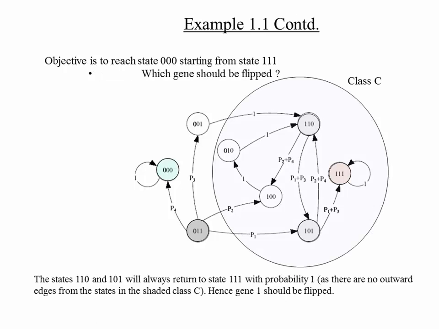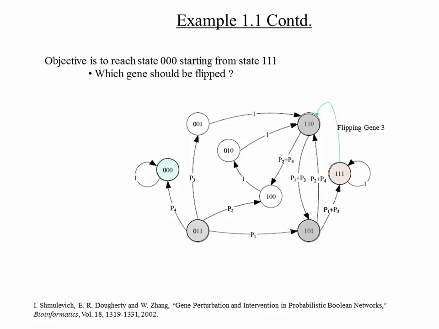So based on this observation, and again we didn't do any math, we just flipped things, the states 110 and 101 will always return to state 111 with probability 1 as there are no outward edges. Hence, gene 1 should be flipped. The question is, is there a more rigorous procedure to come up with the same answer? And the answer is yes, you can use the theory of Markov chains to do that. Before doing that, I have to make a small assumption, because of this particular chain that I have.